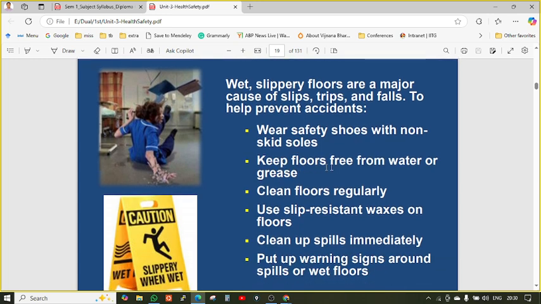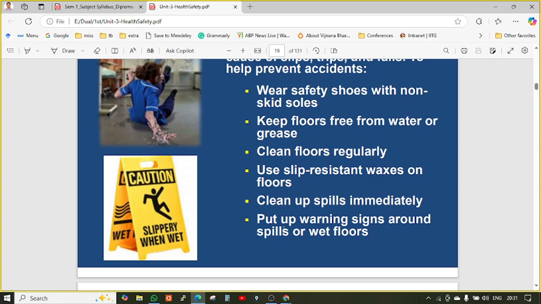Keep floors free from water or grease. Maintain the floor properly. Clean floors regularly. Use slip-resistant wax on floors, because with wax floors you cannot slip easily. Some workplaces are also using that. Then clean up spills immediately. If you spill something in your room, you have to wipe it up immediately.